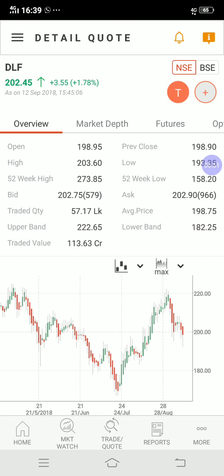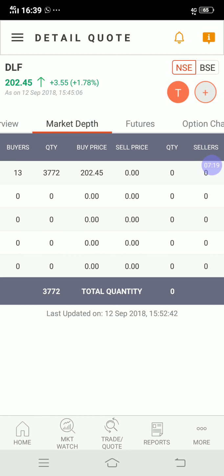You can see 579. Those are the people who are ready, the quantity who are ready to buy. And the seller 966 is the quantity where people are ready to sell at 202.90 price. And traded quantity, average price, upper band, maximum it can go to 222.65, and the lower band, traded value, there is complete volume. Okay, and this is the market depth.